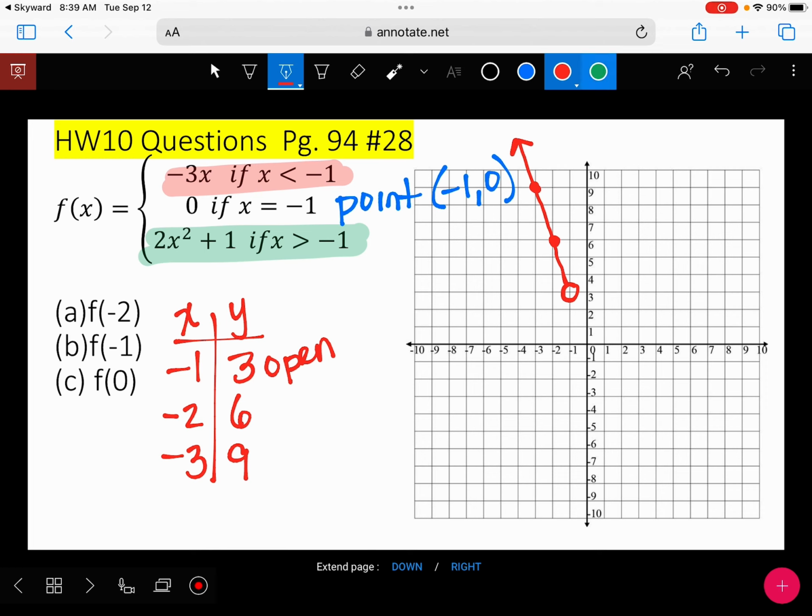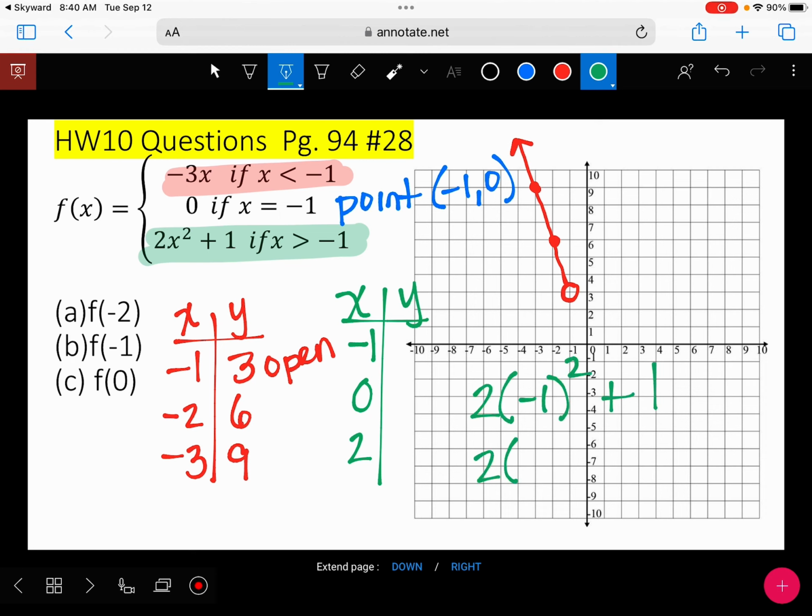Okay. And now let's graph our green function. The green function starts at negative one. And now we're going to pick numbers greater than negative one, like zero and let's say two. So take a minute, type that in your calculator. You're taking two times negative one squared plus one, two times zero squared plus one, two times two squared plus one. Go ahead and get your numbers.